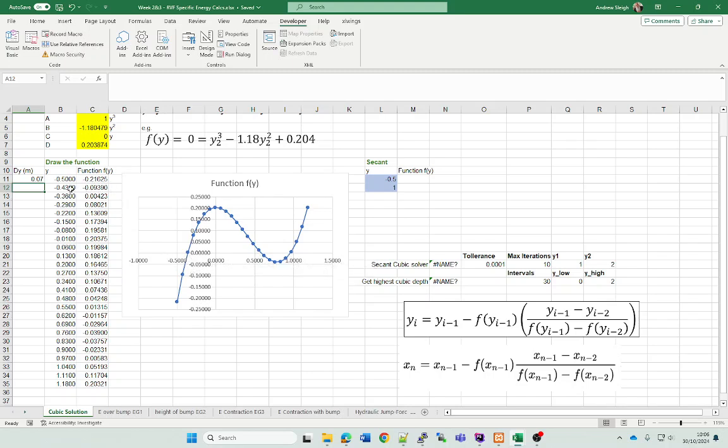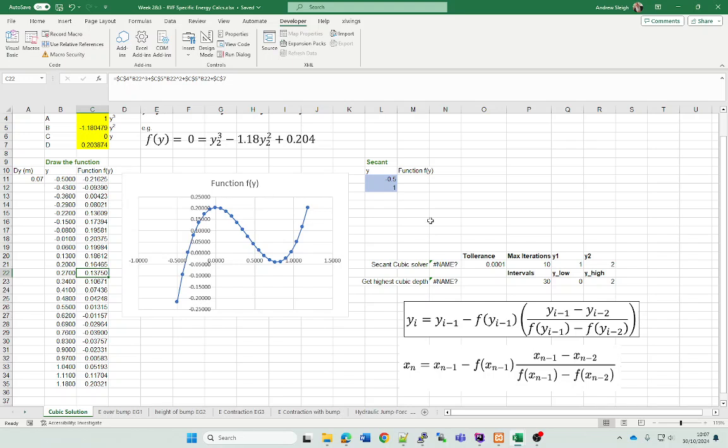So looking at that, we can see that the solutions are between minus 0.34 and minus 0.36. So we're looking for a change in sign here. So we're seeing a solution between 0.55 and 0.62, and another solution where there's a change of sign between 0.9 and 0.97.